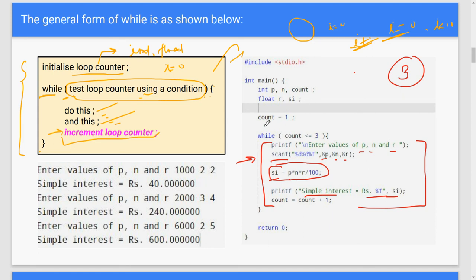So what you need to do, first you need to initialize a loop counter. So count is equal to 1, here is a loop counter. It's a loop counter. Why is it a loop counter? You can see that the same thing is being compared here.